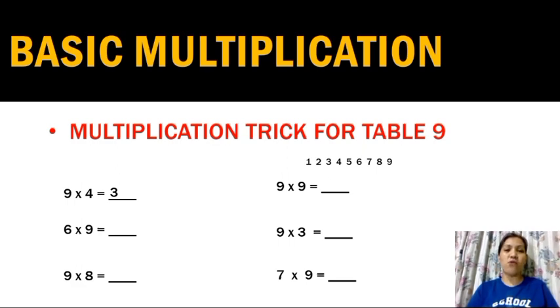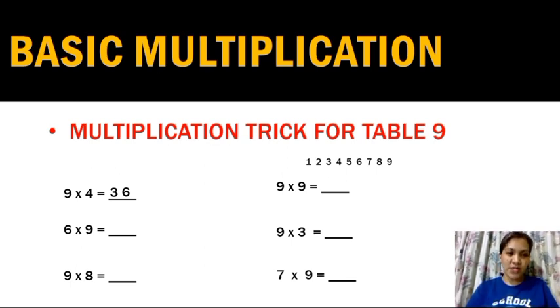Okay, dito, yung number na nauna, bago kay 4, which is 3. So, yun yung ating first digit. And then, to get the second digit, 9 minus 3 is 6. So, 36. 9 times 4 is 36.